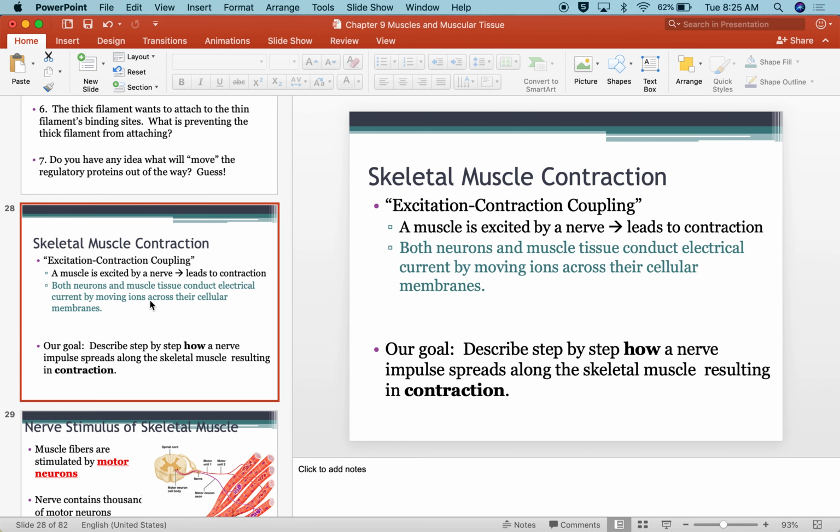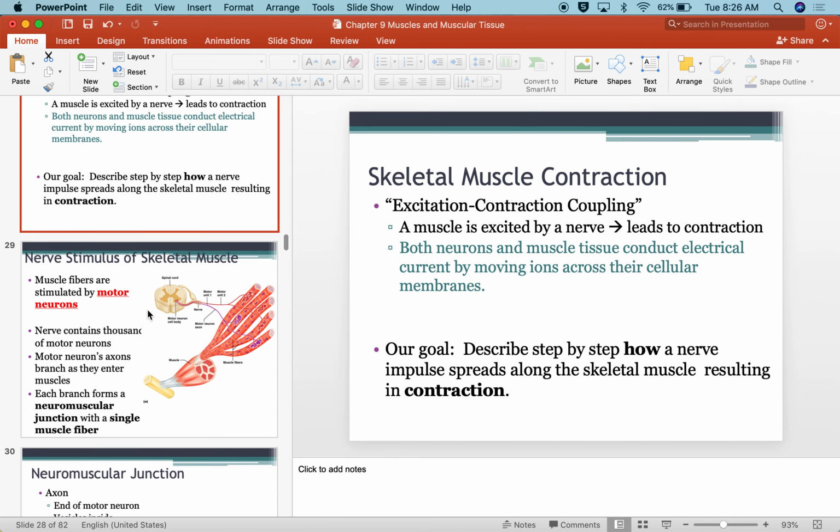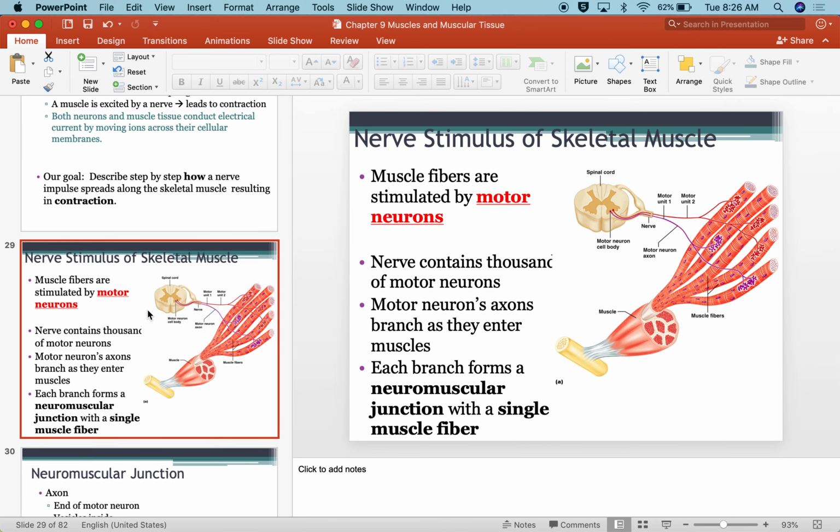Our goal is to be able to describe step by step how a nerve impulse spreads along the skeletal muscle, resulting in contraction. I'm just going to start this to introduce the neuromuscular junction, which we're going to start on Thursday. Muscle fibers are stimulated by motor neurons.